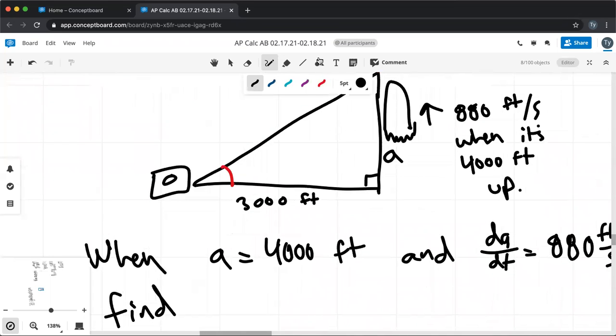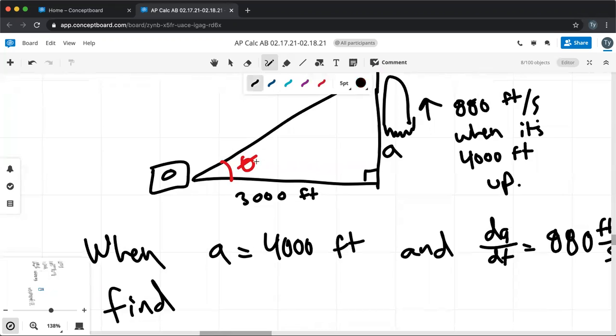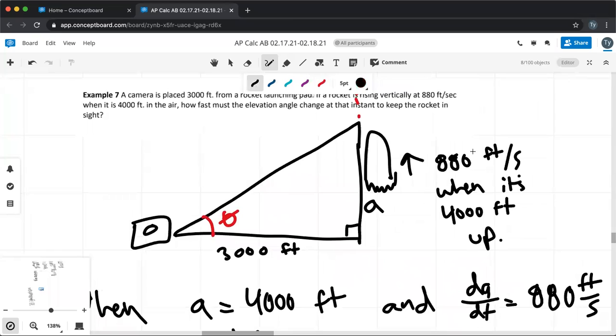All right, so let's name the elevation angle. Let's use theta. And we want the rate of change of theta with respect to time, so that's d theta/dt. So at the point we care about, we know what this side of the triangle is. It's 4,000. And this one's always going to be 3,000.